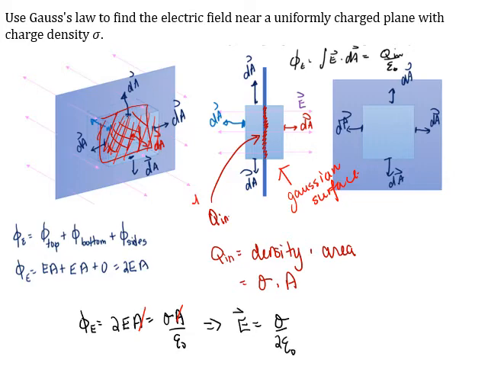It is a vector, so we have to write that it's out of a positive plane or into a negative plane. Okay, so that was much quicker than the integral method.